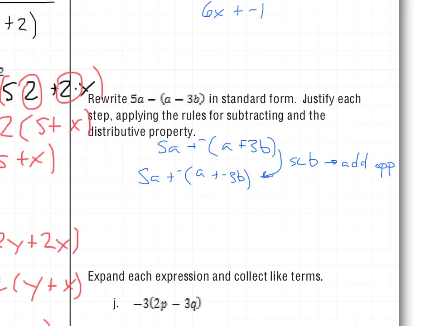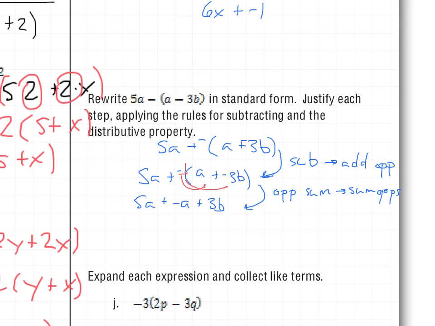Alright, then we want to see, we have the opposite of a group, so we have 5a, and then this is going to be negative a, plus the opposite of this is going to be positive 3b. So we've talked about this a couple ways. One, we can refer to this as distributive property as if we distributed a 1 in. So that may be one justification. We've also used the justification that the opposite of a sum is the sum of the opposites. Either way is an appropriate way. So distributive property or opposite of the sum is sum of its opposites.